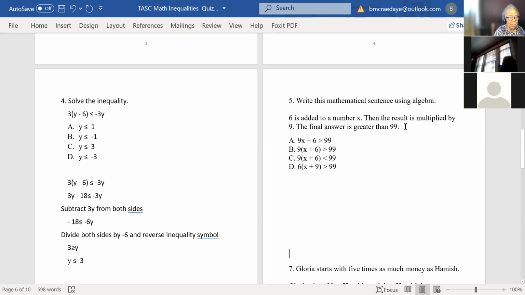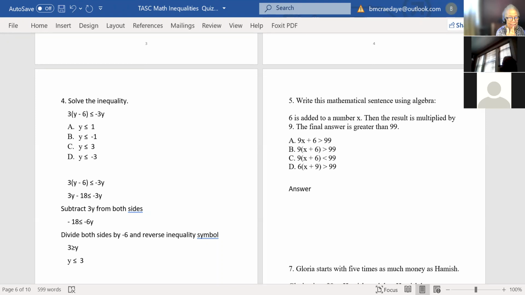So 6 is added to x. It's multiplied by 9. The result is greater than 99. What's the answer? 6 is added to x, and then the result of that addition is multiplied by 9. So you can eliminate D because D is multiplied by 6. Which one would you say, Vanessa?